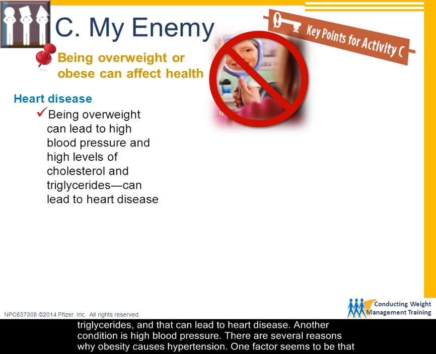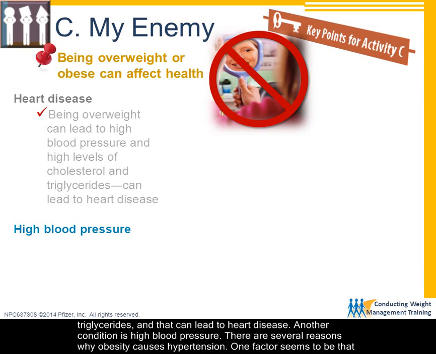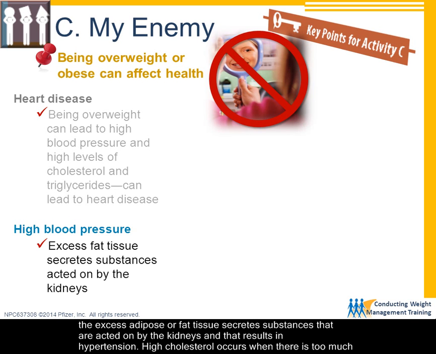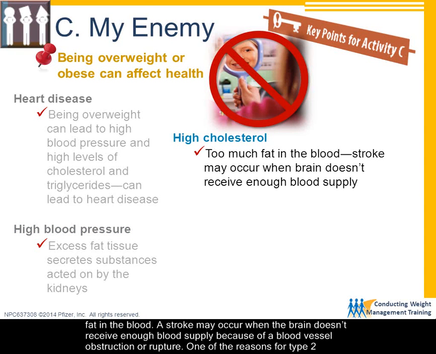Another condition is high blood pressure. There are several reasons why obesity causes hypertension. One factor seems to be that the excess adipose or fat tissue secretes substances that are acted on by the kidneys, and that results in hypertension. High cholesterol occurs when there is too much fat in the blood. A stroke may occur when the brain doesn't receive enough blood supply because of a blood vessel obstruction or rupture.